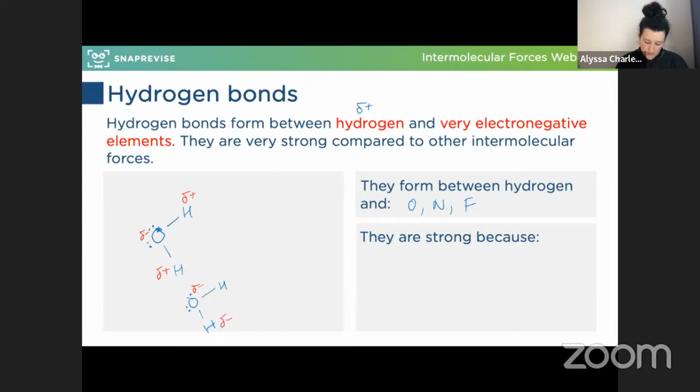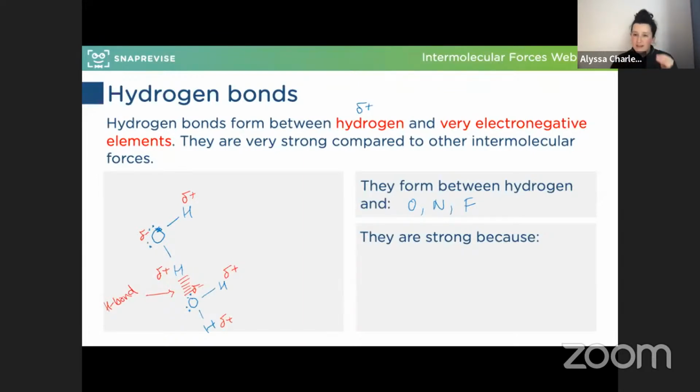That's supposed to be delta positive, delta positive. So we get an interaction between the delta positive hydrogen, and it's delta positive because it's connected to an electronegative element, and the lone pair on a neighboring electronegative element, either oxygen, fluorine, or nitrogen. And that's our hydrogen bond. I'm going to be lazy and just call it an H bond. In your exams, you should call it a hydrogen bond. So that is our H bond.